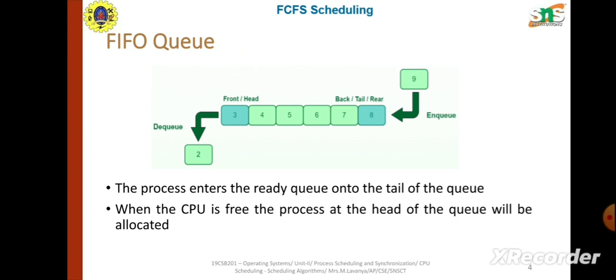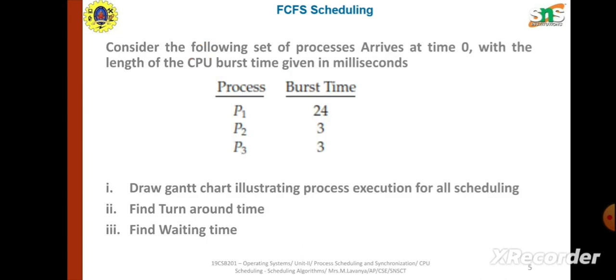And whenever the CPU is free, the process which is at the head will be taken out from the queue and it will be allocated to the CPU. After completion of the first process, the process which is next in the queue, at the head, will be allocated to the CPU. This is the scheduling technique which is used for FCFS scheduling. Let's see an example for this.